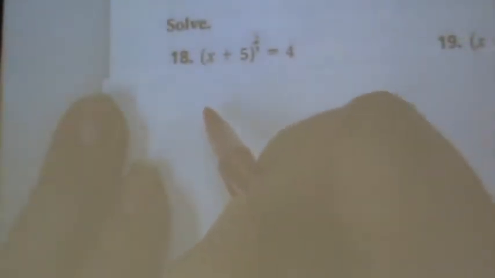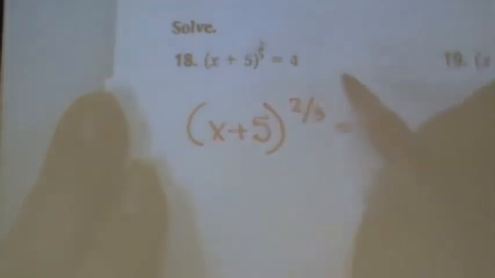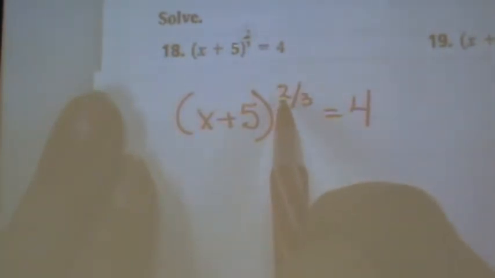No. Now, can anybody tell me how to do 22? Actually, let's do 18. I know we did them together. Just tell me how to do 18. How do you do it? See if you remember. It says x plus 5 to the 2/3 power equals 4. Do you remember how to do this? How many answers are there gonna be? 2. Do you remember what I told you to do?